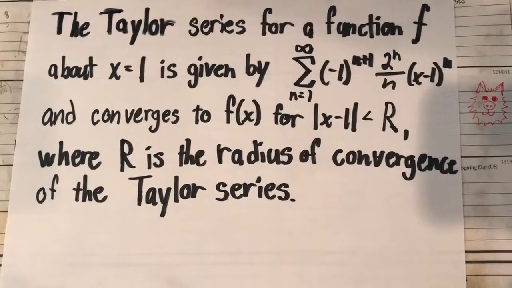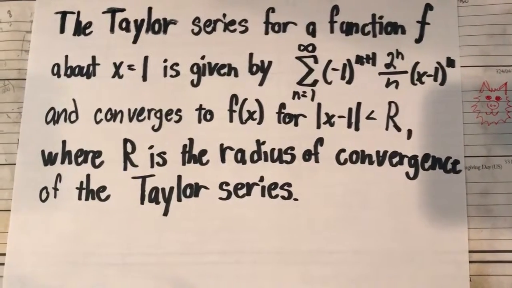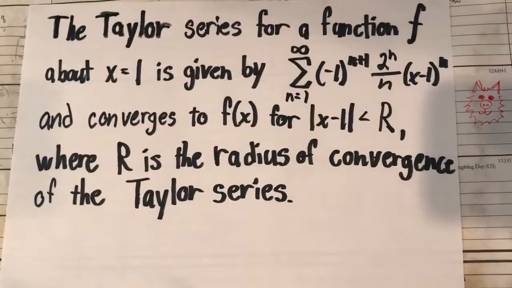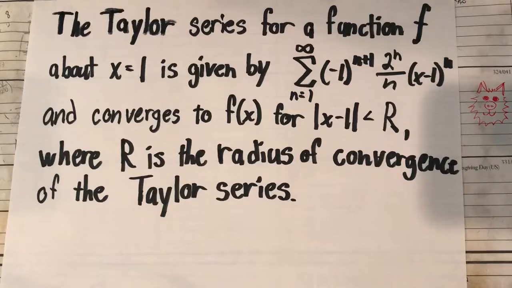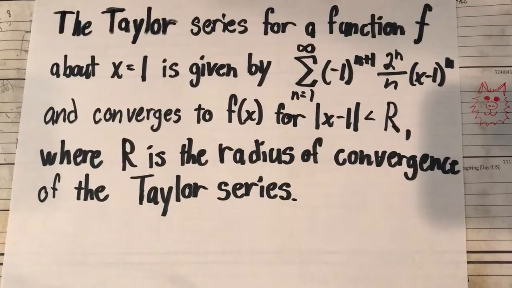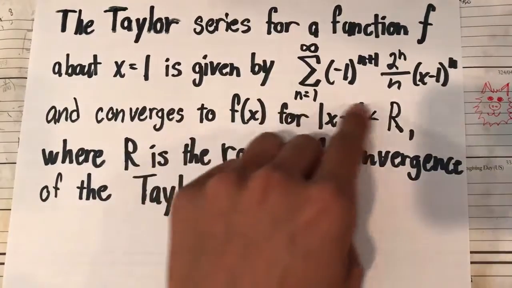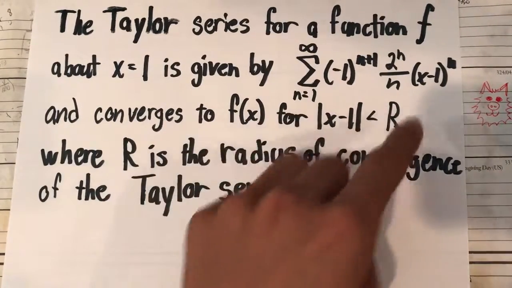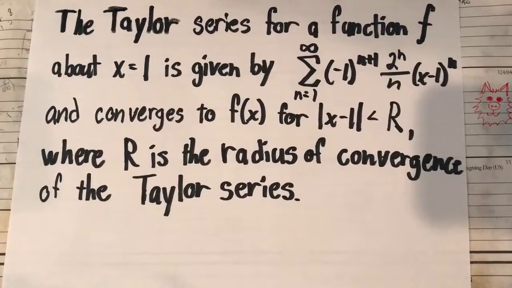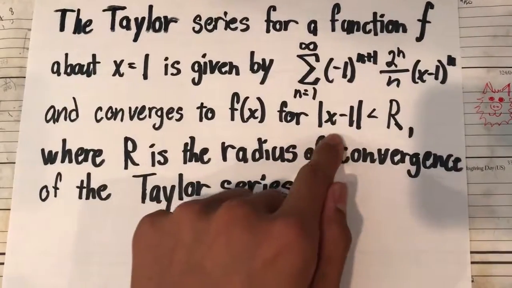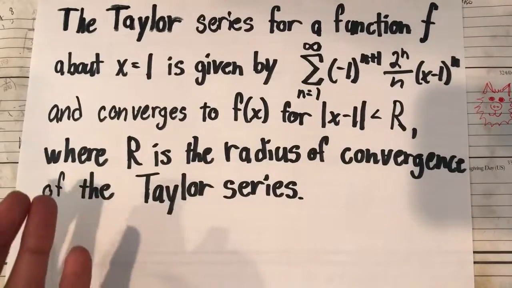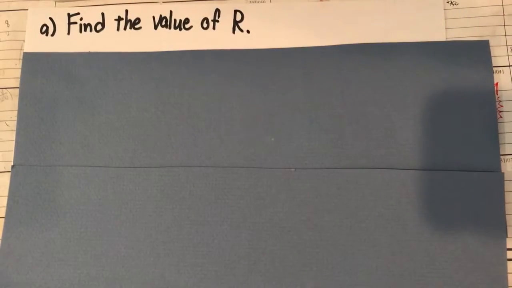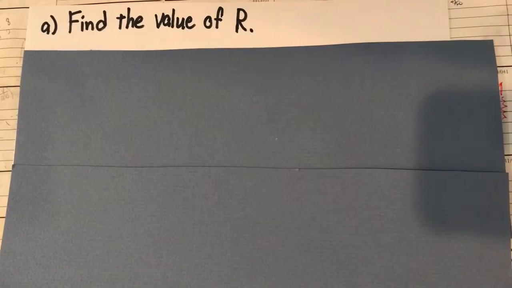Alright guys, so today we're going to be discussing the 2014 FRQ number 6. The problem says the Taylor series for a function f about x equals 1 is given by this series right here and converges to f of x for absolute value of x minus 1 is less than r, where r is the radius of convergence of the Taylor series. Alright, so for part A, it asks you to find the value of r.